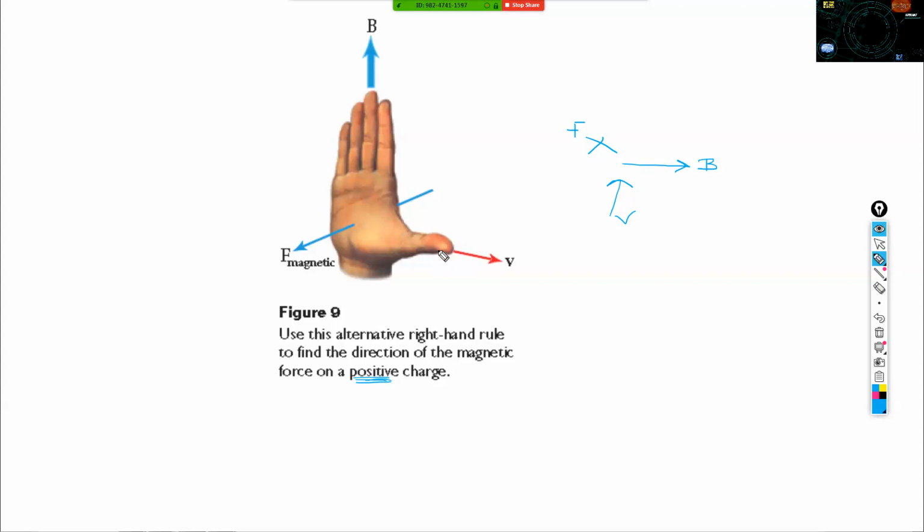So thumb in the direction of the speed or the velocity vector, where the charge is moving, the positive charge. Your fingers are pointed in the direction of the magnetic field, and your palm is now facing in the direction that force is going to be applied. Right hand rule, again, for a positive charge.